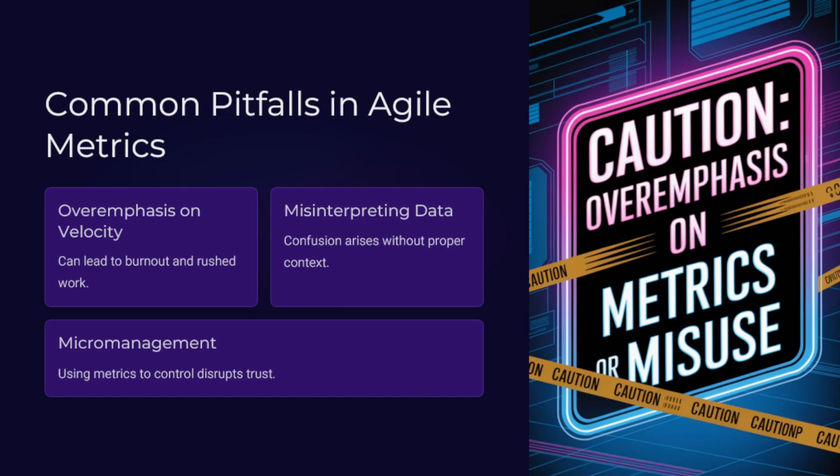Also, misinterpreting the data, interpreting the data without context, can create confusion. Without considering the context, it can result in misaligned or misguided decisions. These metrics should be used for continuous improvement within your agile processes, not to micromanage the team, which disrupts the trust within your team and undermines the agile values.